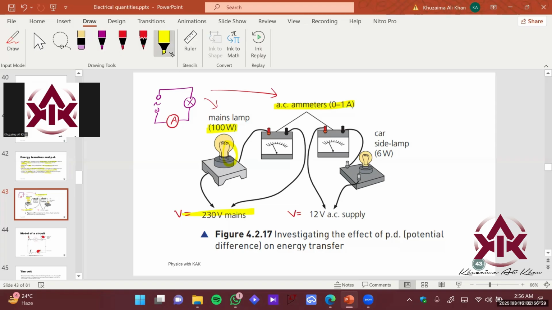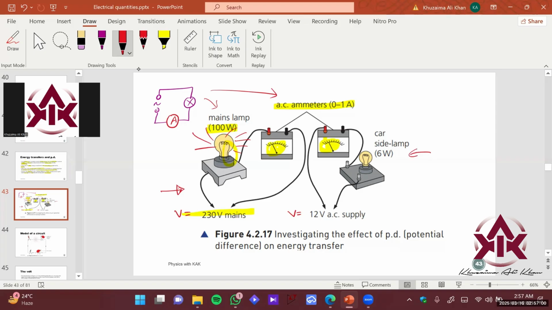So what is happening here? The current comes out to be the same, so both of the ammeters give you the same reading. However, as you can see, this circuit has a high voltage supply, so it would give out more heat energy. It can produce more light since it is of higher power. It will be brighter as compared to the 6 watt lamp here.